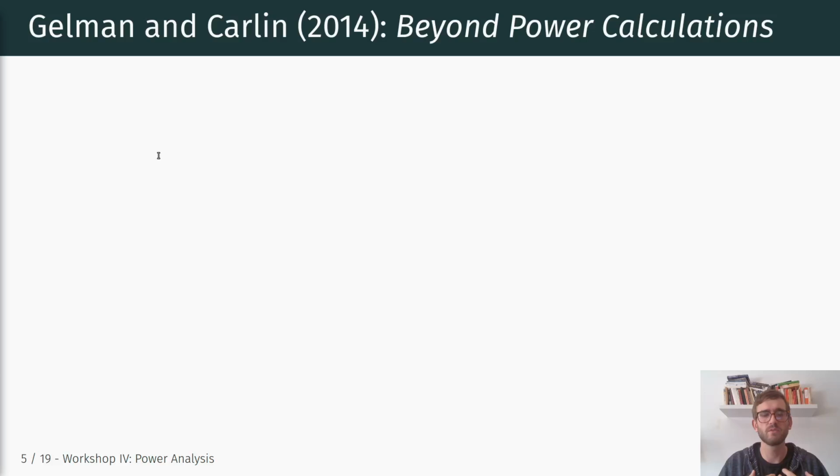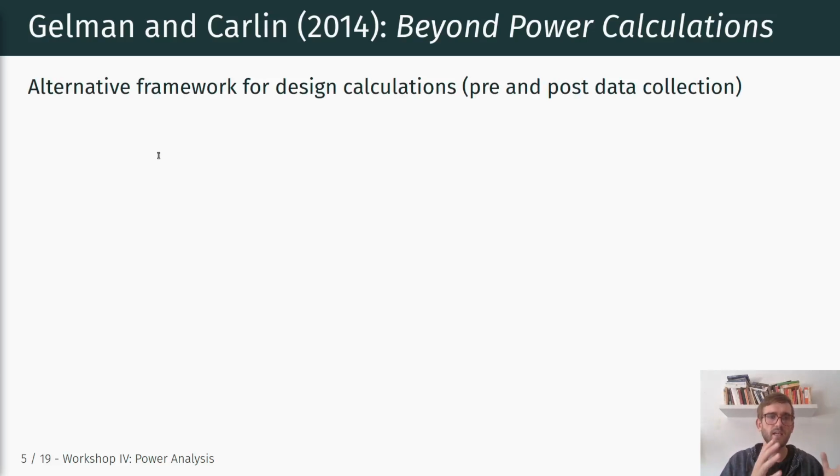That means if you use published effect sizes as guidelines for your power analysis, then ultimately you're assuming effect sizes that tend to be larger than the true effect sizes, because you're selecting only on the effect sizes that were published and not the ones that are hidden in file drawers, right? So that's one fundamental issue with selecting and incorporating external information from published studies, for example. Ultimately, they provide an alternative framework for design calculations, which can be applied both pre and post data collection.